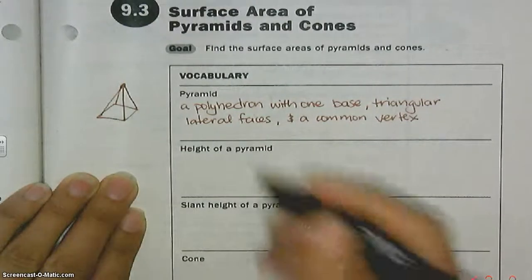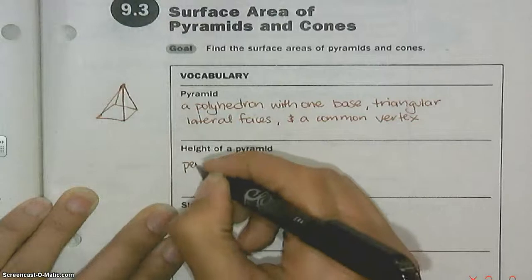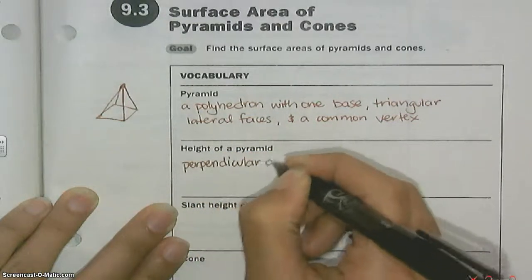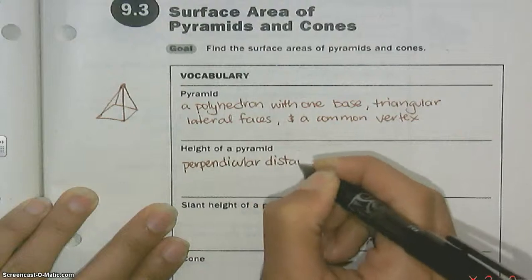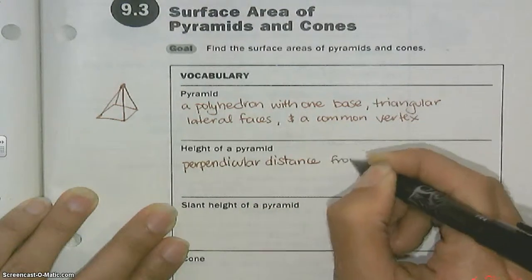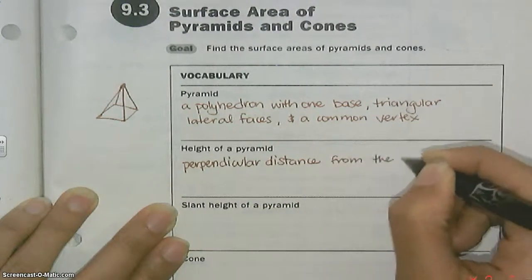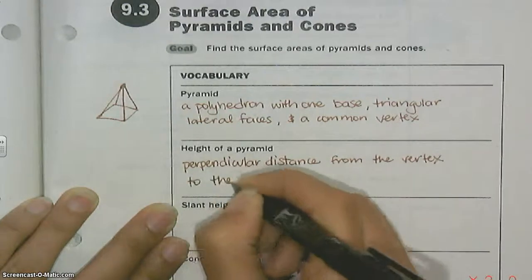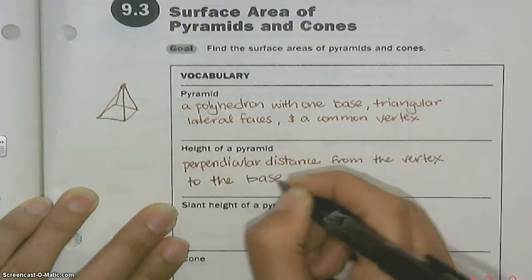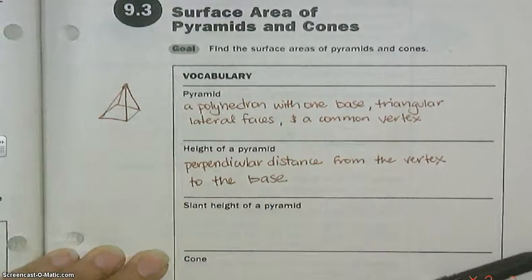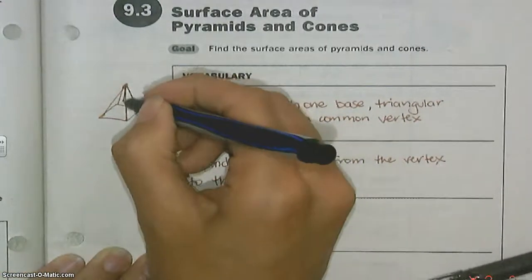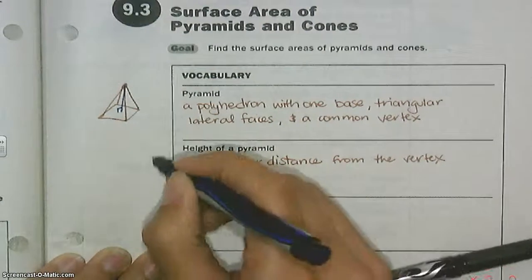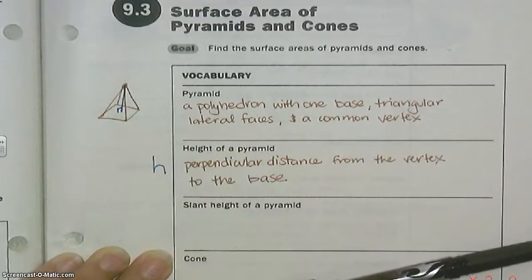The height of a pyramid is the perpendicular distance from the vertex to the base. So if I were to draw that in our picture, it goes from the vertex straight down. That's the height. We call the height h.